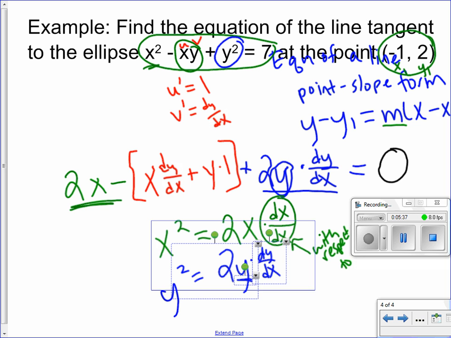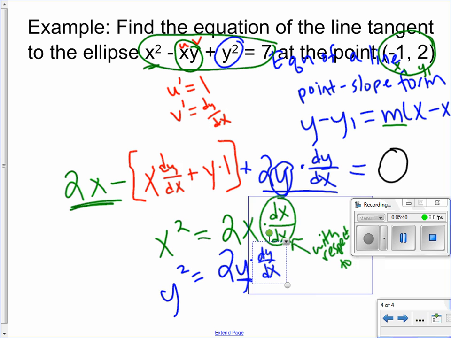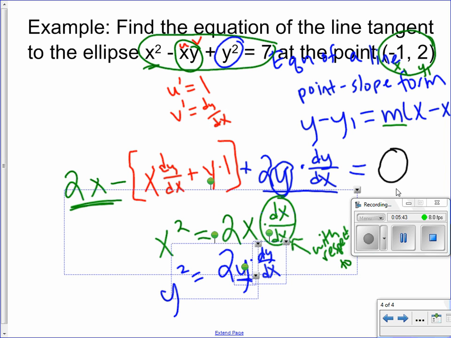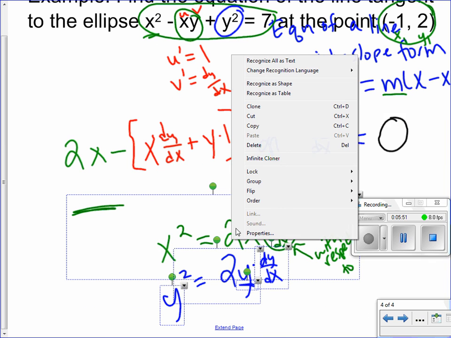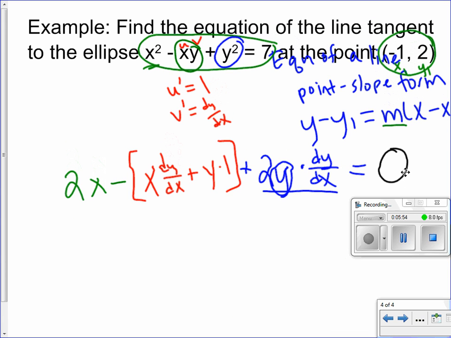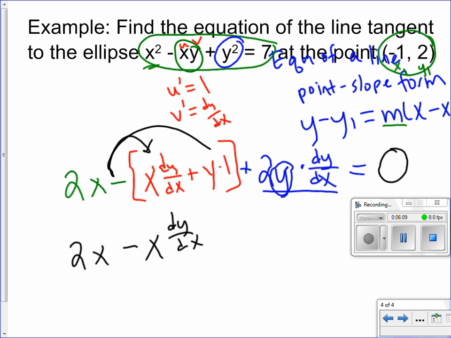All right, so now what I want to do is collect my dy/dx terms. Sorry, I'm trying to move all this stuff out of the way. Okay, so notice that this red term, I have subtraction. I'm subtracting everything here, so I'd like to simplify this a little bit. So I have 2x, and then I'm going to be subtracting everything. So minus x dy/dx minus, and I'm going to simplify that, y times 1 is y, plus 2y dy/dx equals 0.